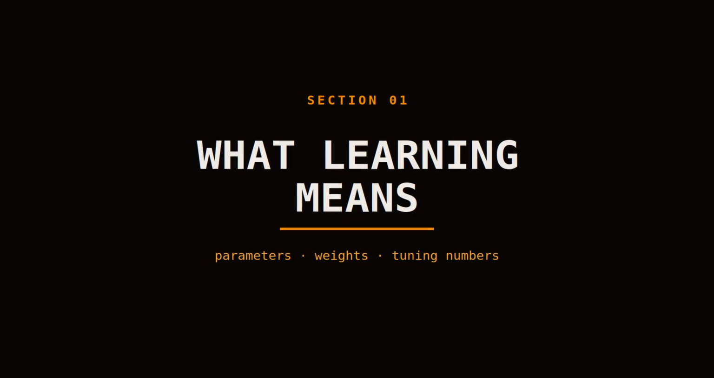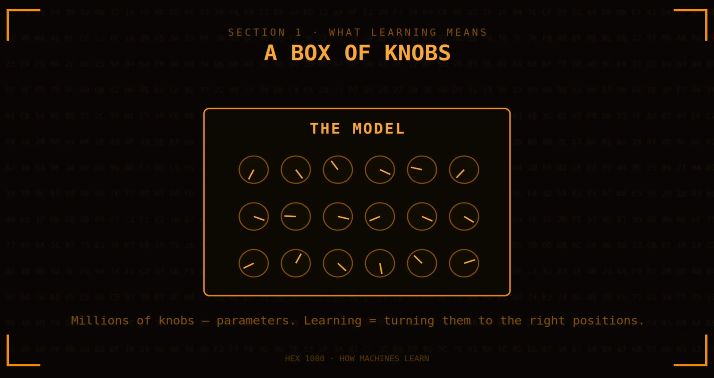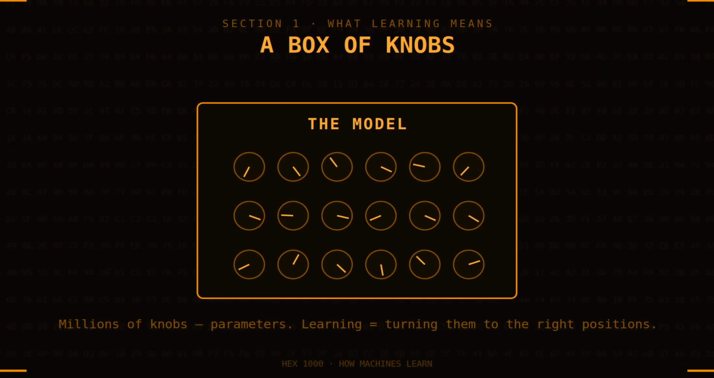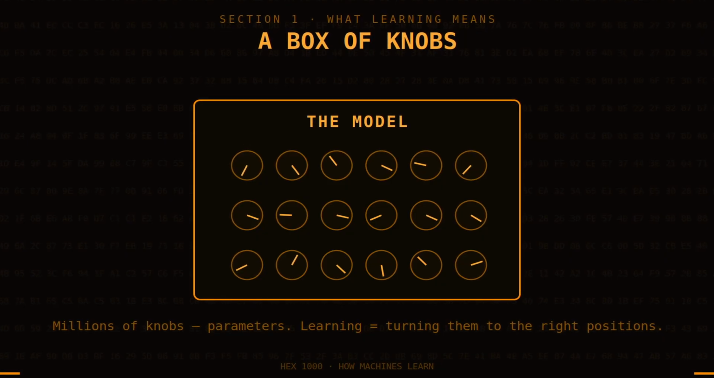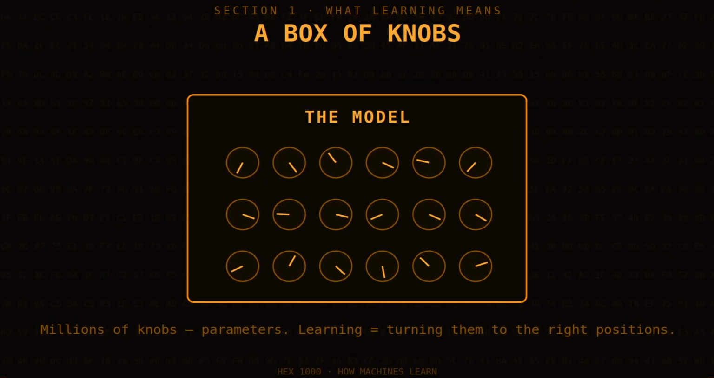Here's the first thing to understand. A machine learning model is, at its core, a mathematical function. A box full of numbers, with knobs you can turn. Those knobs are called parameters, or weights. A small model might have 1,000 of them. A large language model, like the one you're talking to, has hundreds of billions.